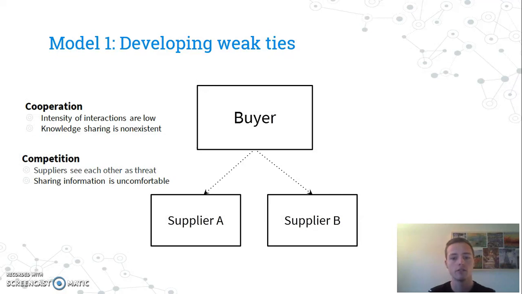So in the first phase you see that the buyer has weak ties with supplier A and supplier B. This means that there's no cooperation at all, the intensity of interactions is low, and information sharing does not even exist. For competition, this means that the suppliers see each other as a threat, so they're uncomfortable sharing knowledge with each other. But the buyer tries to get them to talk with each other in a non-threatening setting.